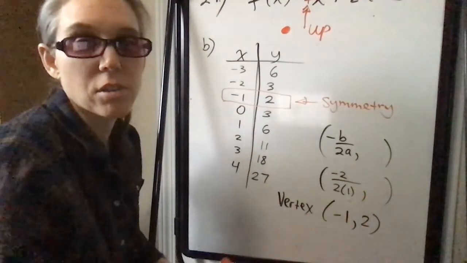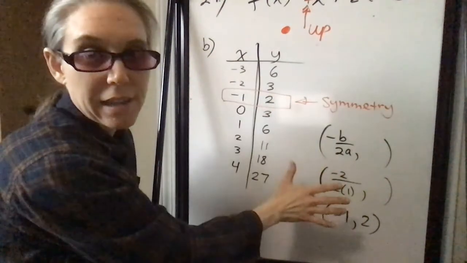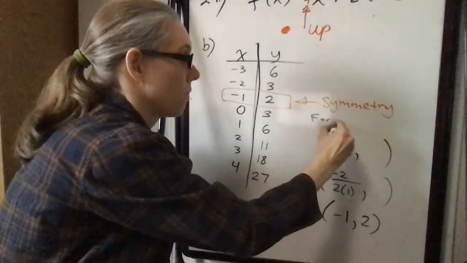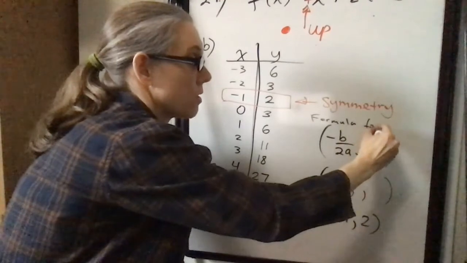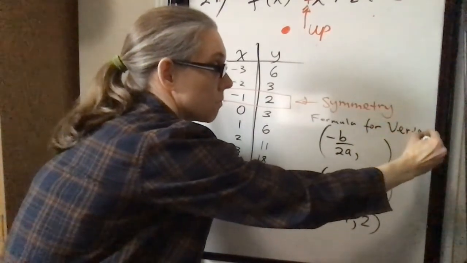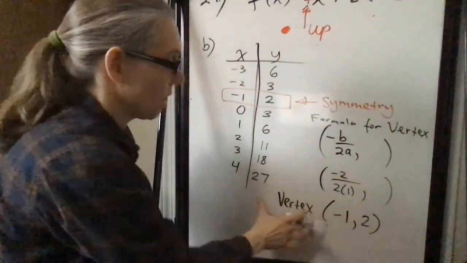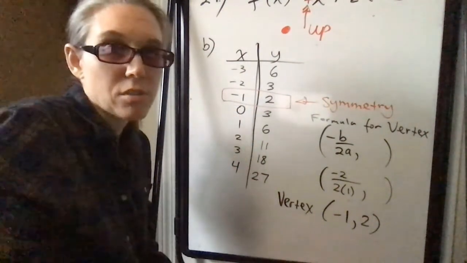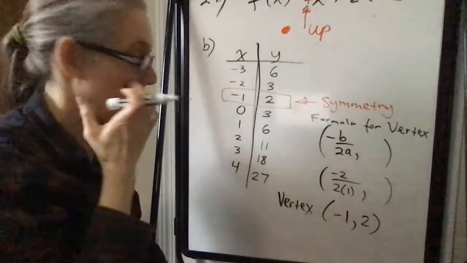So you should have your table validate your algebra when you use the formula for the vertex. The formula for the vertex should give you the same value as your table, and you should see the symmetry in your table. So that's actually part D.